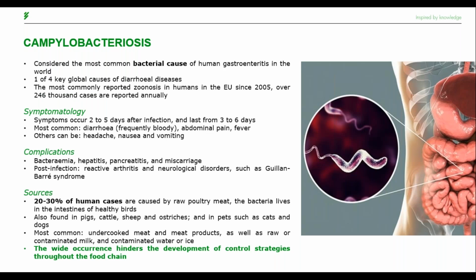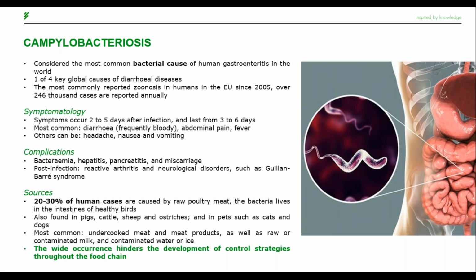So, why is campylobacteriosis relevant? It is considered the most common bacterial cause of human gastroenteritis in the world, as well as one of the 4 key causes of diarrheal disease. In the European Union, campylobacteriosis is the most reported zoonosis in humans since 2005, with almost 250,000 cases reported every year.